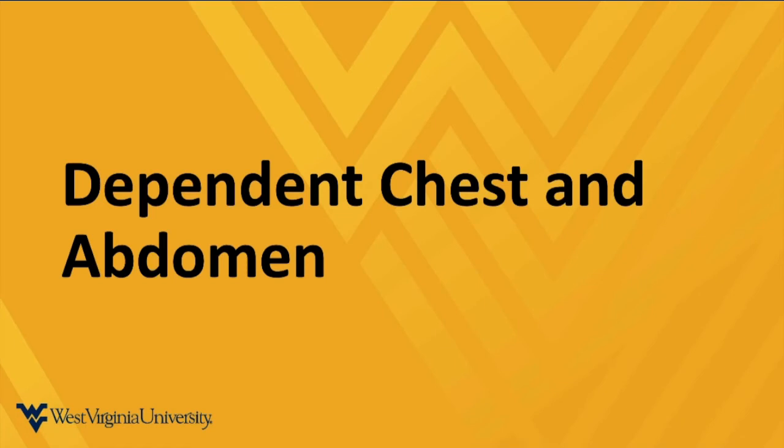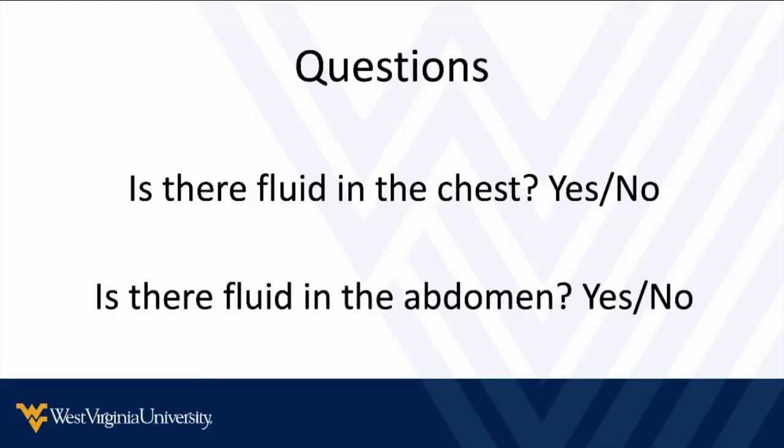Next, we're going to move on to dependent parts of the chest and then examining the abdomen, what normal findings are going to look like, and some of the abnormal findings that we may look for. So our main questions are: is there fluid in the chest, or is there fluid in the abdomen? Yes or no questions should be relatively easily answerable with ultrasound.